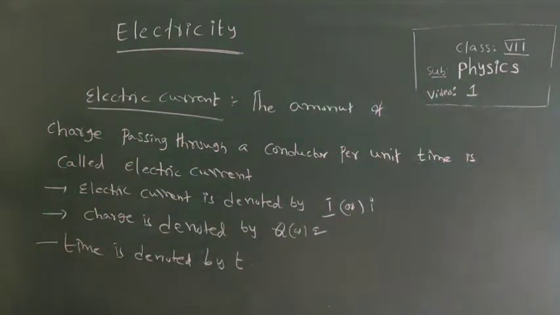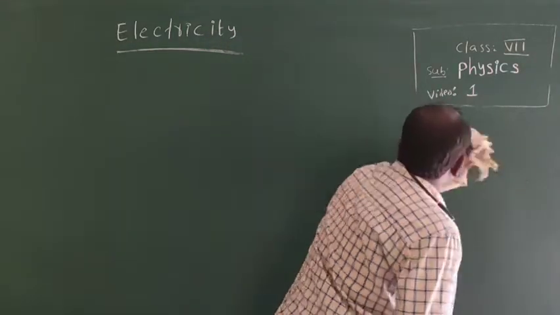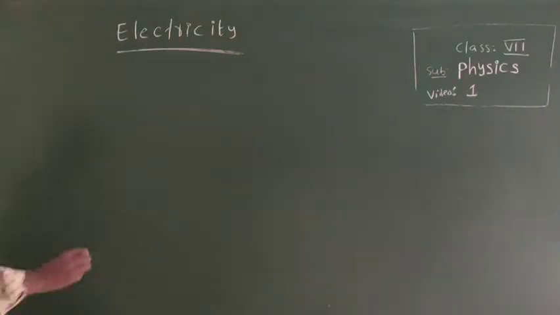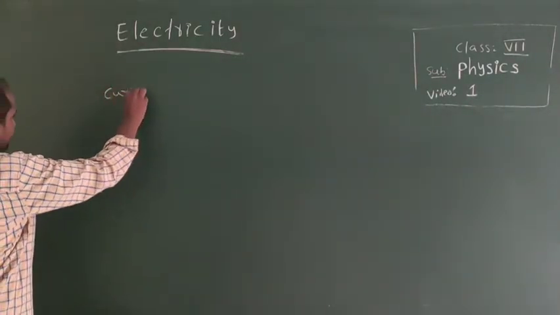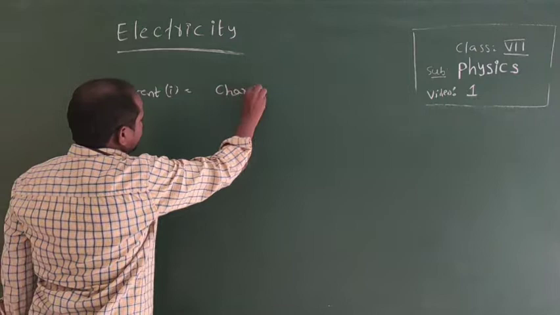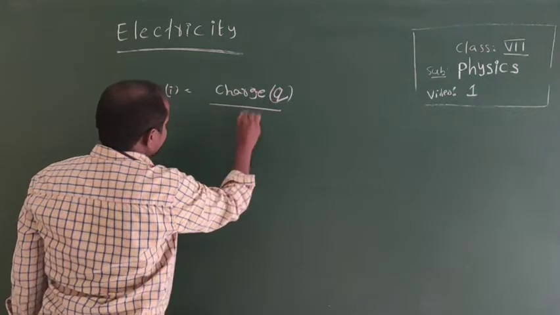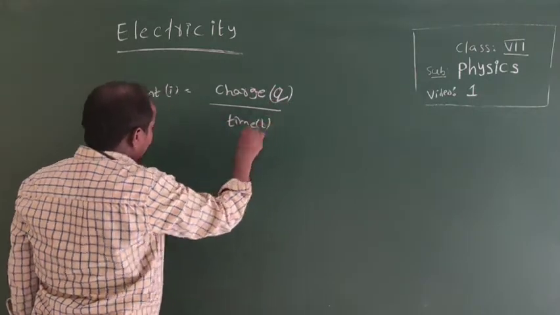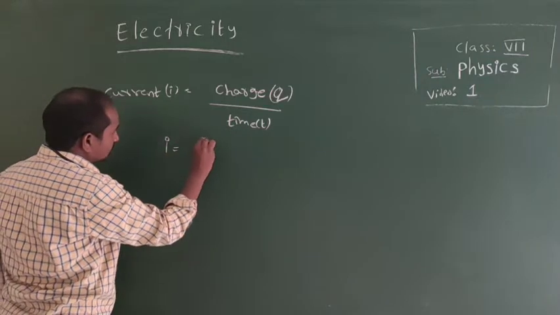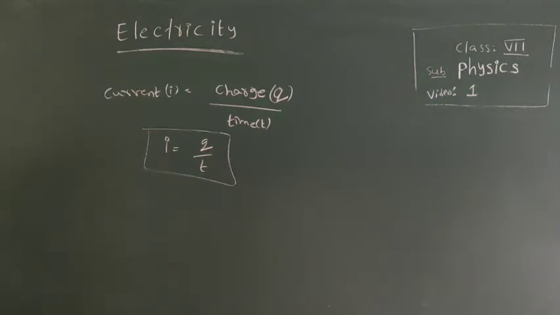Therefore, electric current equals charge by time. Current I equals charge Q by time t. So here I equals Q by t. It is the equation for the electric current.